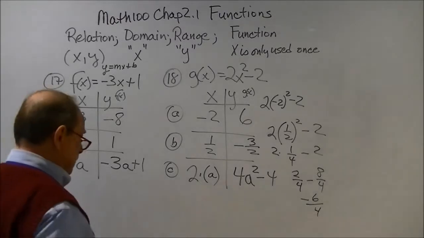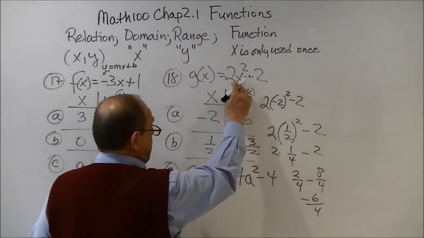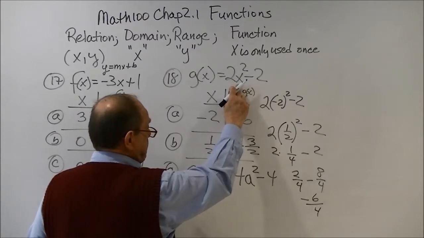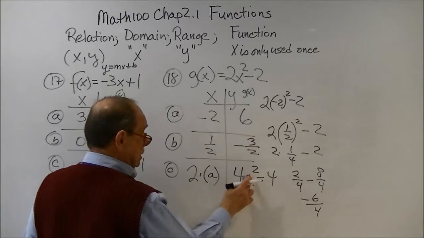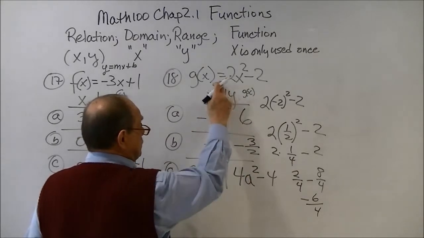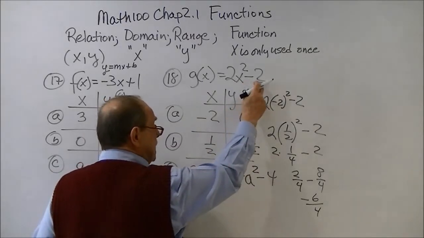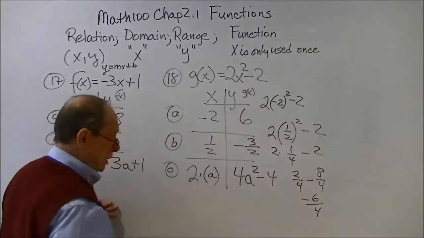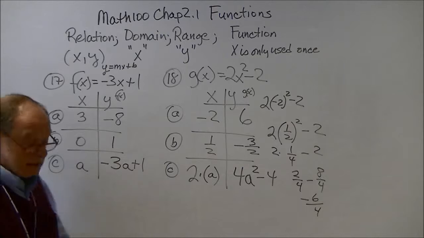Now this next one's a little tricky. So we're going to substitute the a where the x is, and that gives us an a squared. And then we're going to multiply it by 2. So 2 times 2 is 4, and 2 times a negative 2 is a negative 4. So those are the answers. And again, lots of stuff going on here.